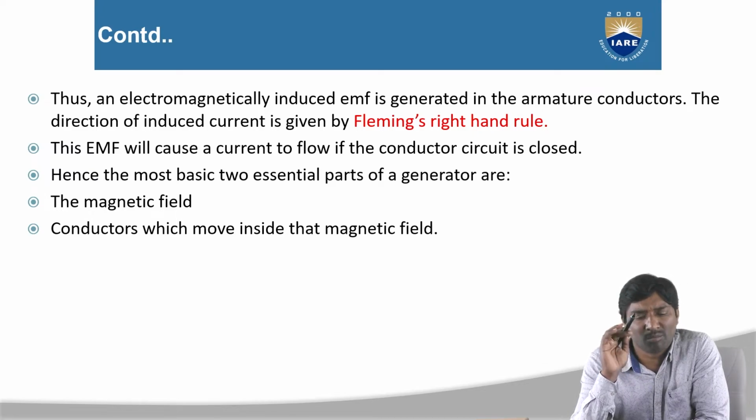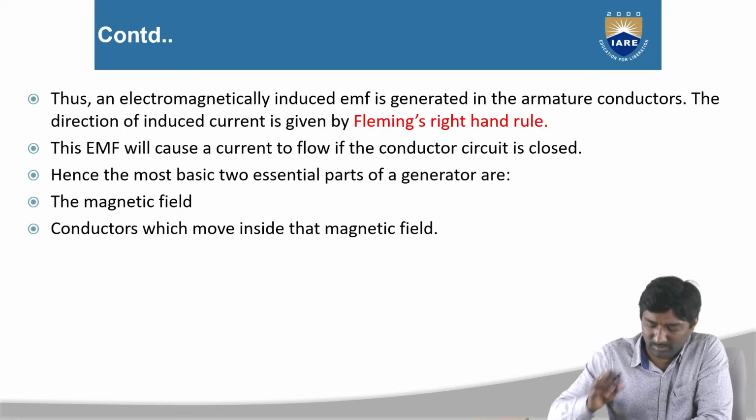Hence the two most basic essential parts of the generator are, one, the magnetic field, which will be produced by field coils and will be constant, and the other, the conductor which moves inside the magnetic field. So these are the two main parts of the DC generator.